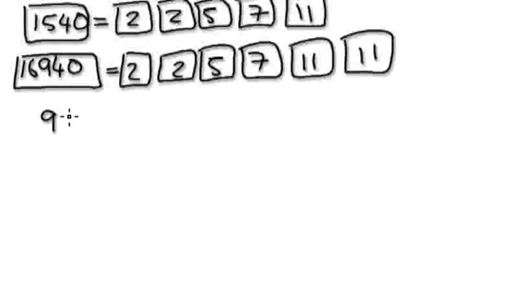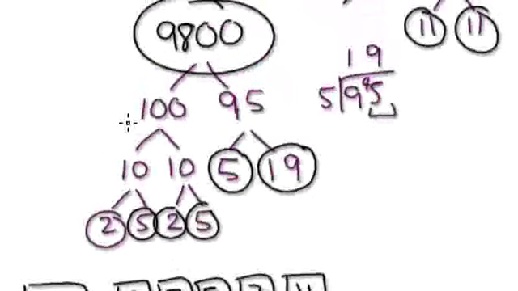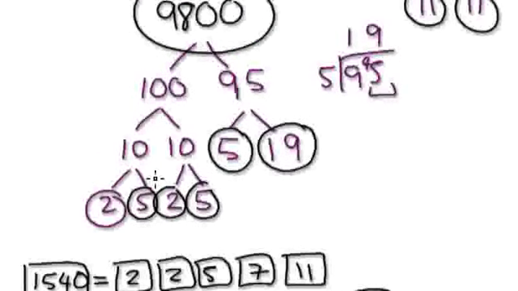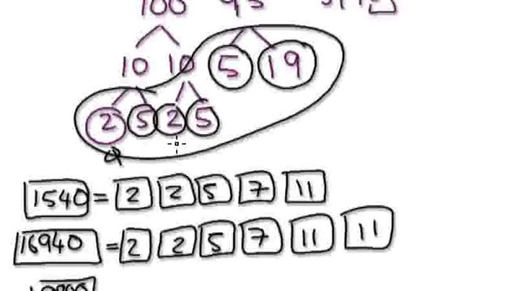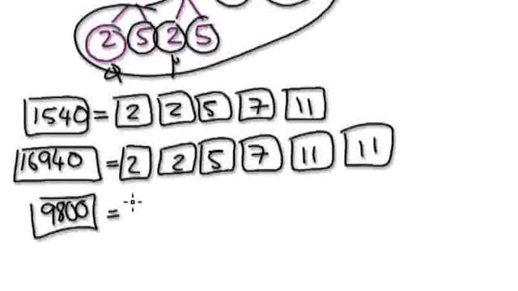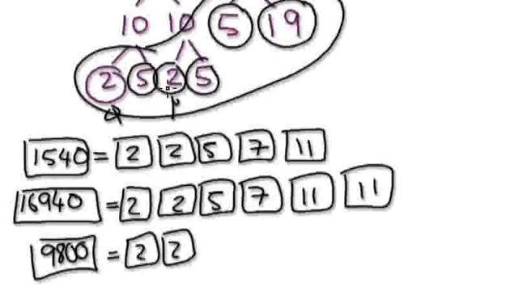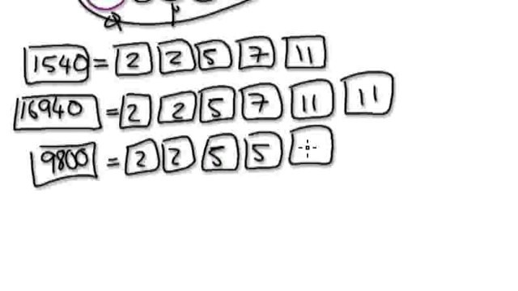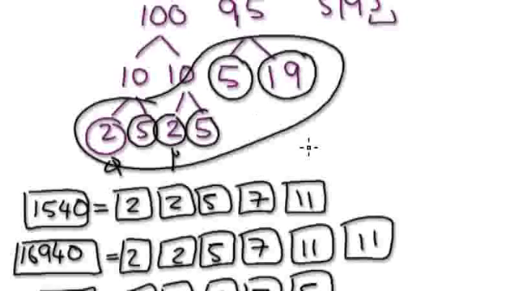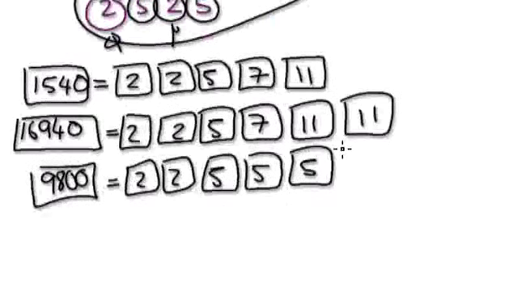And then the last one was 9,800. We can visualize 9,800 as these here. So that would be 2 times a 2, and then we've got 5 times 5 times 5, and then we've got 19.